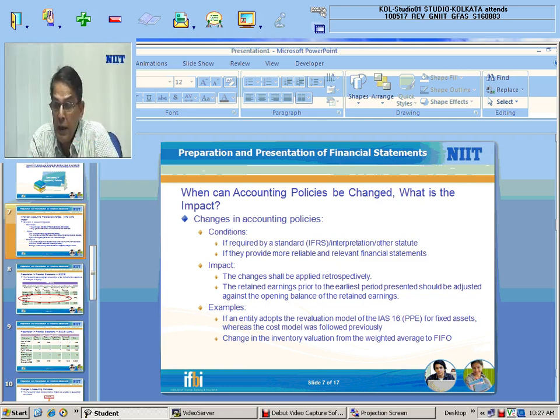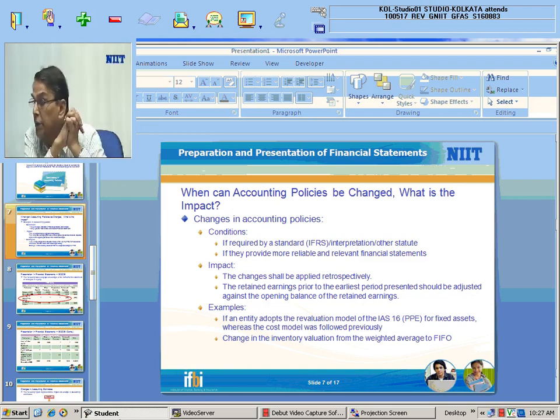The retained earnings prior to the earliest period presented should be adjusted. So when you make a change in the accounting policy, you apply it retrospectively, so that there will be changes in the profit and loss of the earlier periods, which will also cause a change in the retained earnings. The retained earnings prior to the earliest period presented should be adjusted against the opening balance of the retained earnings. So the opening balance of the retained earnings should be adjusted with the revised retained earnings balance by applying the accounting policy retrospectively.